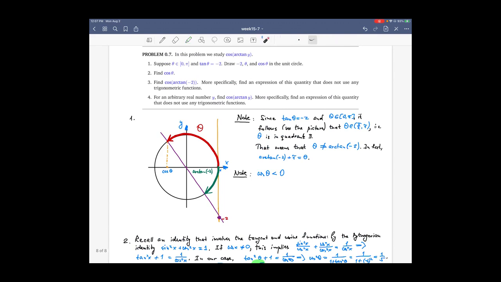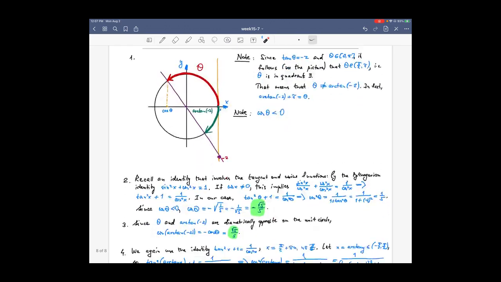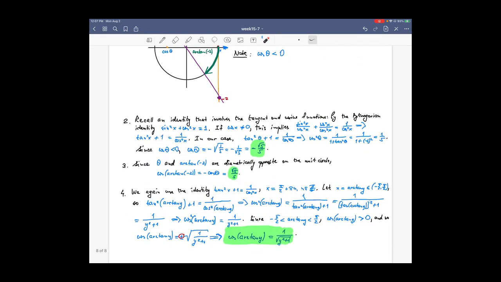Again, the most important thing in this problem was to realize that theta is not really arctangent of -2, even though tangent theta is -2. They are different by a half revolution. So this problem is now finished.